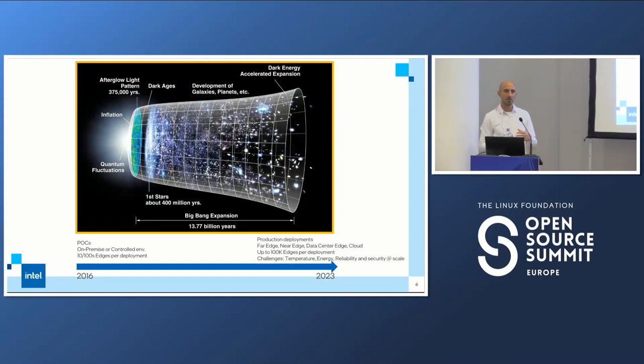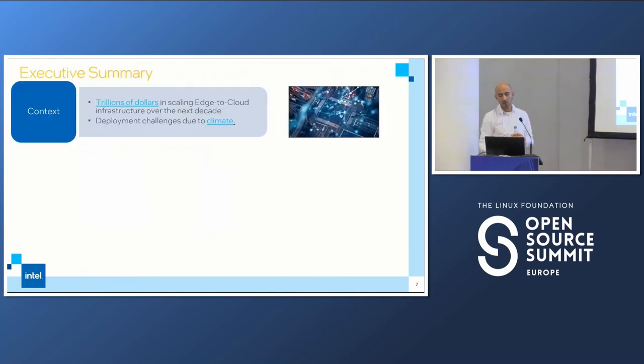One thing to keep in mind: I've been working on edge for 5 to 6 years, since I started to use the edge big bang as a concept. If you look at 2016, we were doing deployments of 50 to 100 edges at most, and now the real deployments we are doing with real customers at scale are around 100,000 edge locations. So what does this imply? If you look at the context of current edge deployment models, there are trillions of dollars of space in terms of the business aspect of the edge.